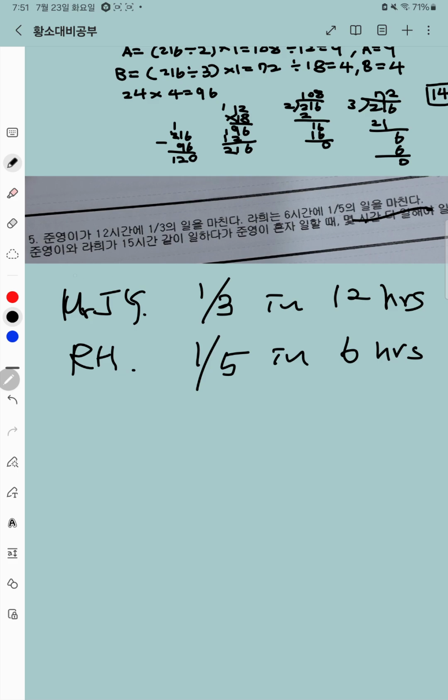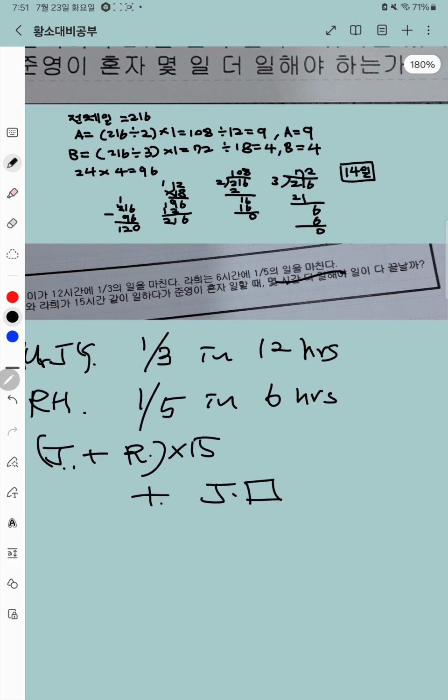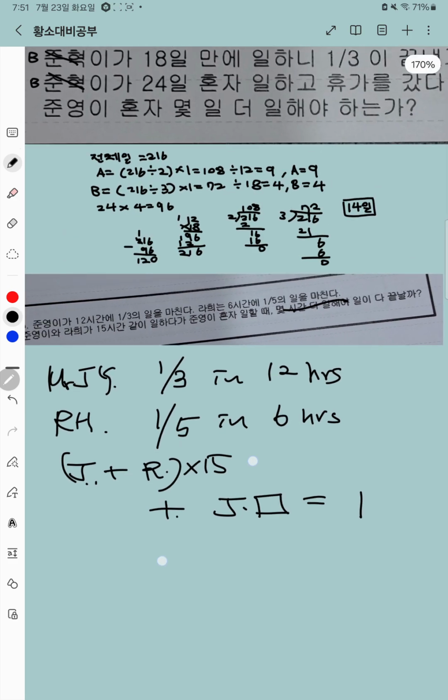Suppose that Junyoung and Rahi both work together for 15 hours, and then Junyoung works alone. For how many hours can the work be done?